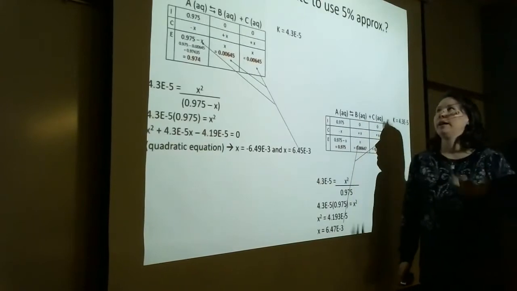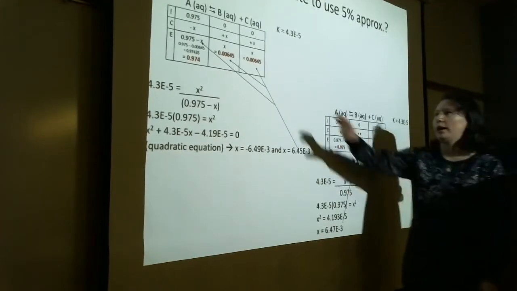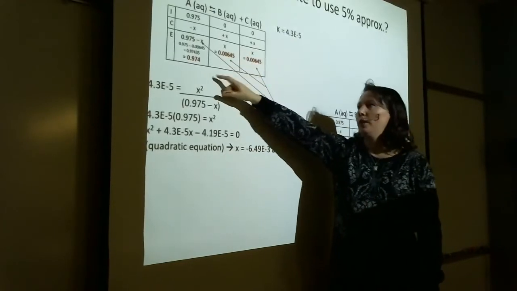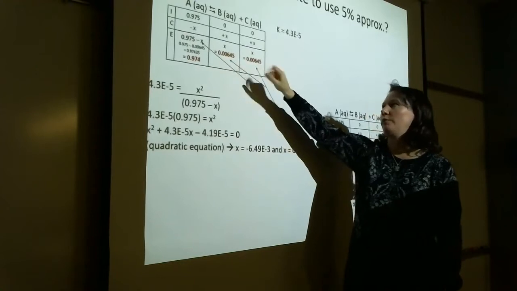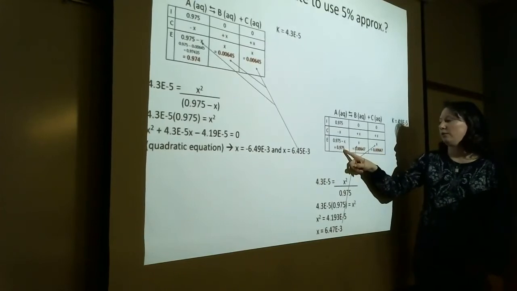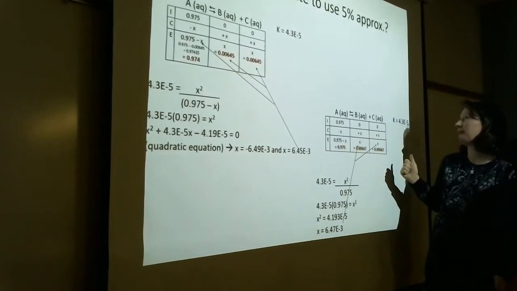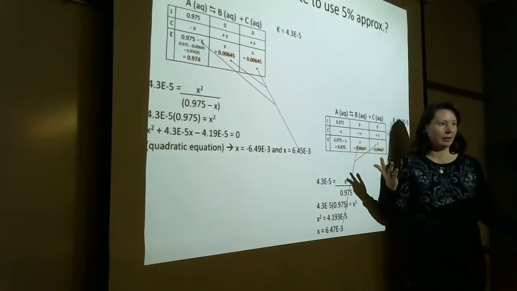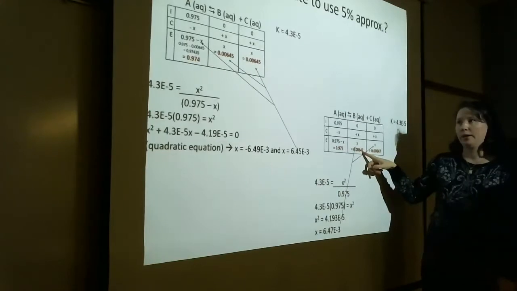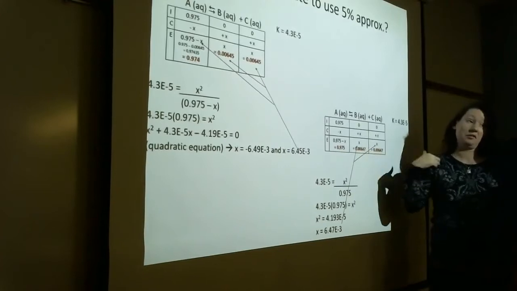So let's compare our answers. Was it appropriate to use the 5% approximation? Yes or no? So here's the ice table we got using the quadratic equation without the 5% approximation. 0.974, 0.00645, 0.00645. Here's what we got with the approximation. 0.975, 0.00647, 0.00647. Okay, so just by looking at it, you can't decide, because some people could be really, really scrupulous and say, hey, this going up from 0.00645 to 0.00647, hey, that's significant to me, right?